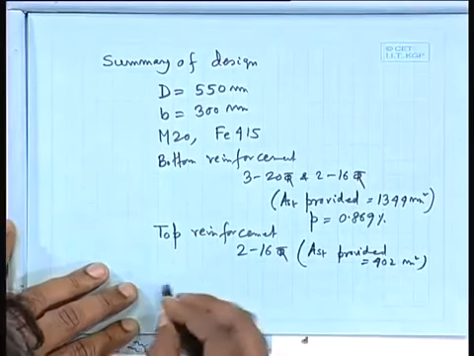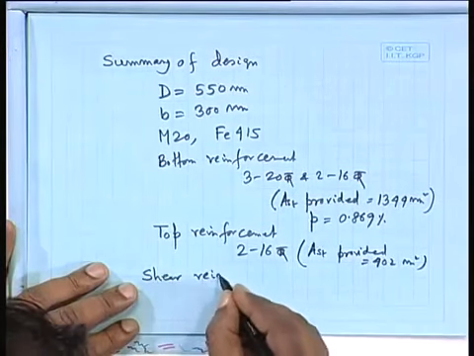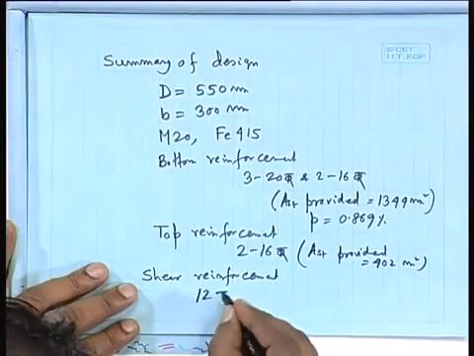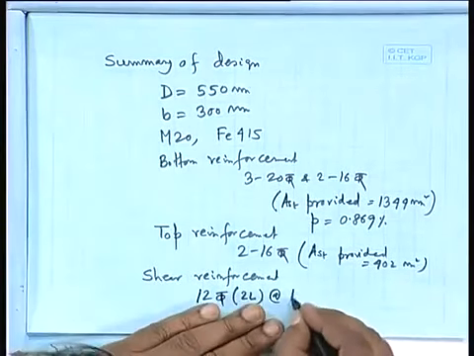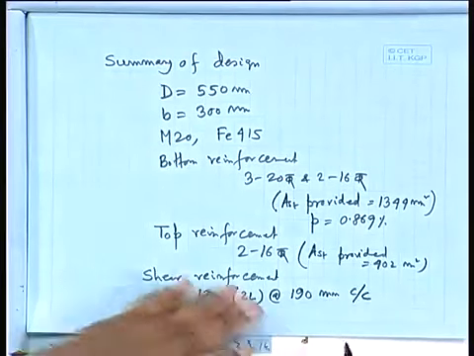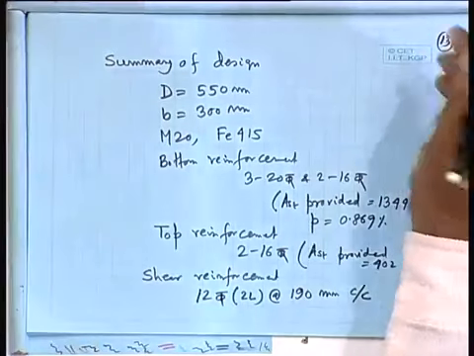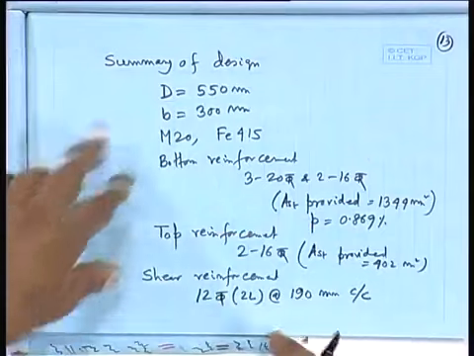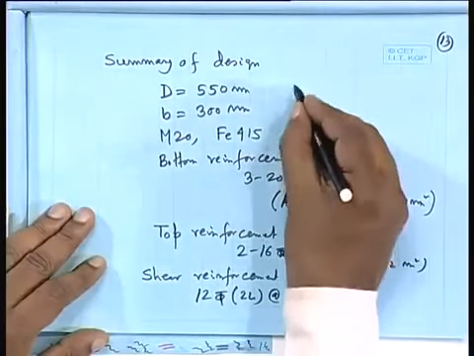Now stirrup, shear reinforcement, 12 torr, 2-legged at the rate of 119 millimeter center to center. So we are getting that summary of design. This is all the information whatever we need. We should mention here of course the clear cover.